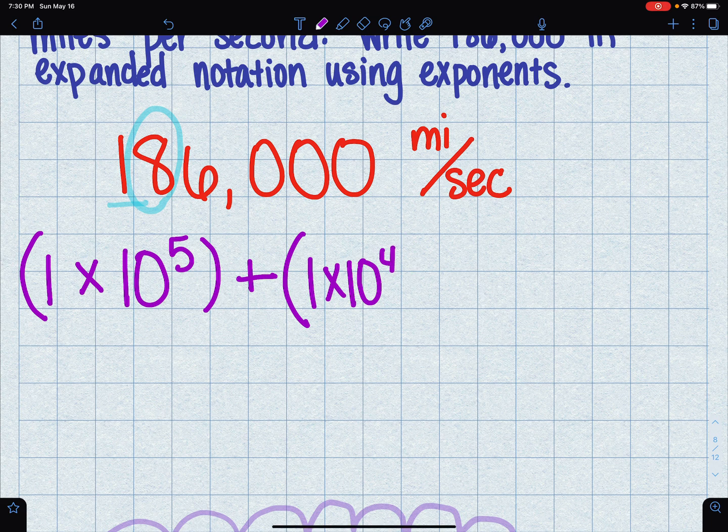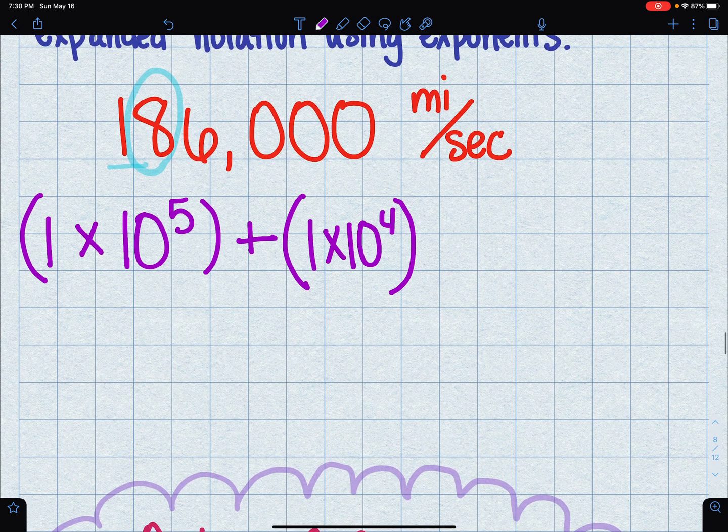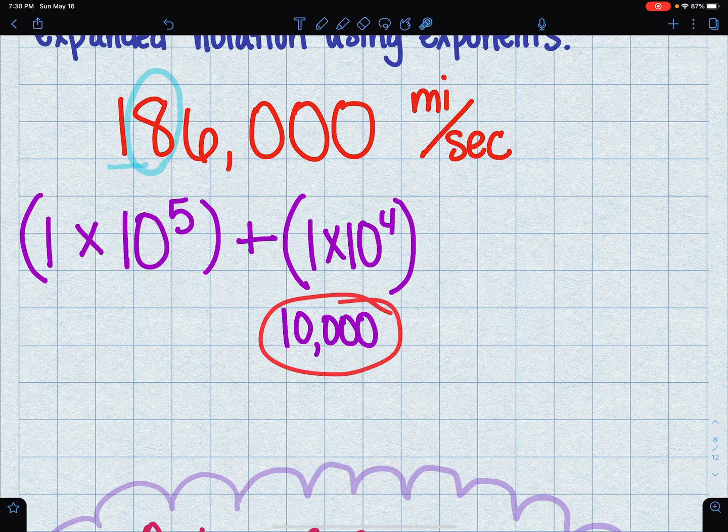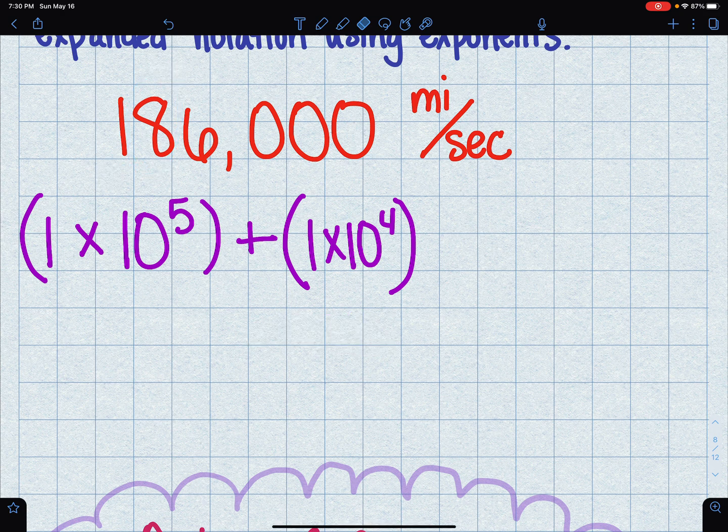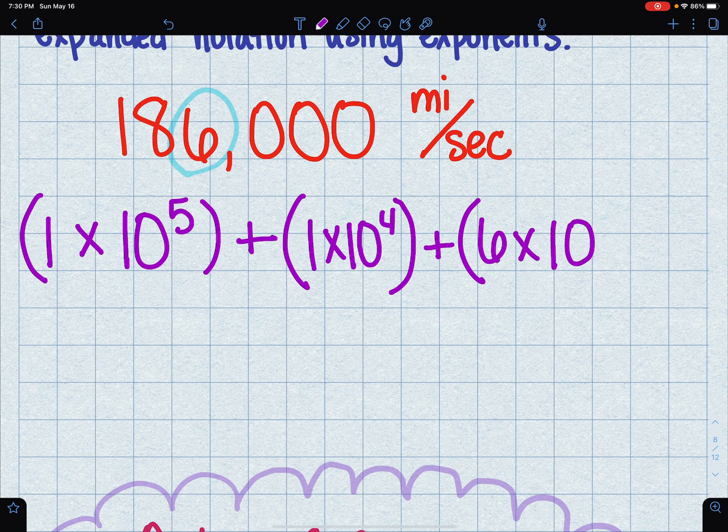Whoops, I made that parentheses too little. Okay. All right, so 1 times 10 to the 4, let me just pause here and show you what that would look like. 1 with 4 zeros after it. And I know that that's right because this is the place value that that is in. Cool, huh? Okay. Now, the next number is 6. So it's going to be 6 times 10 to the what?